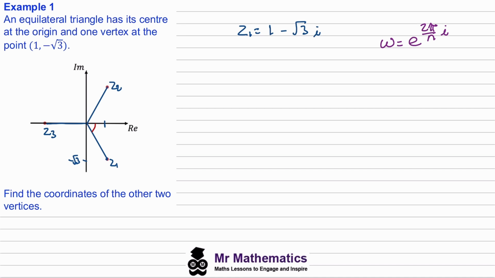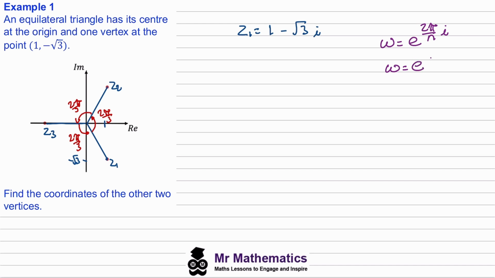You can see that each of these complex numbers are equally rotated around 2 pi radians. They are 2 pi over 3, or 120 degrees. This is because it's an equilateral triangle. So for instance, if we had a square, then we'd have pi over 2. If we had a pentagon, it'd be 2 pi over 5. So omega, I introduced you to omega in the previous video when we looked at the nth roots of a complex number.